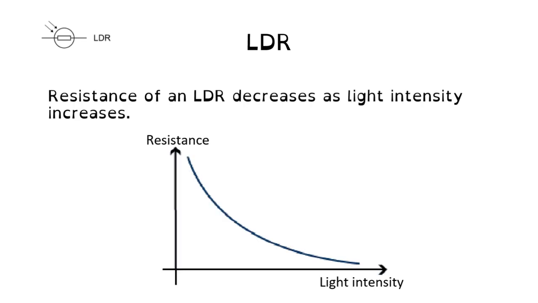The shape of the graph, you'll notice, is exactly the same as the thermistor. So you only have to remember one shape. However, this one depends on light, so rather than temperature along here, we've then got light intensity.